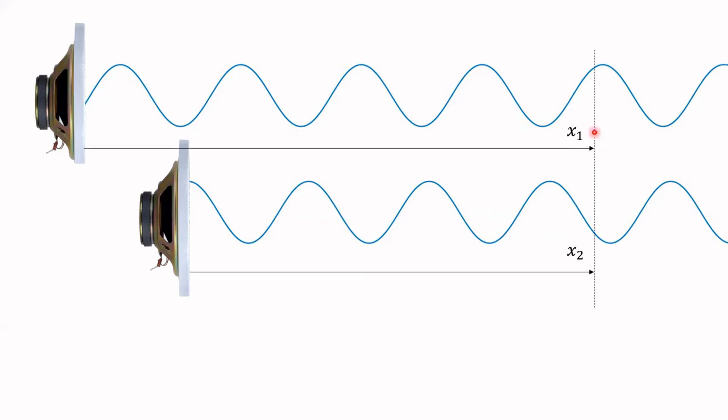Okay, this is one particular position in space, but we can label it with two different coordinates. We can first describe how far this point is from speaker 1. That's the coordinate x1, but also how far it is from speaker 2. That's the coordinate x2.